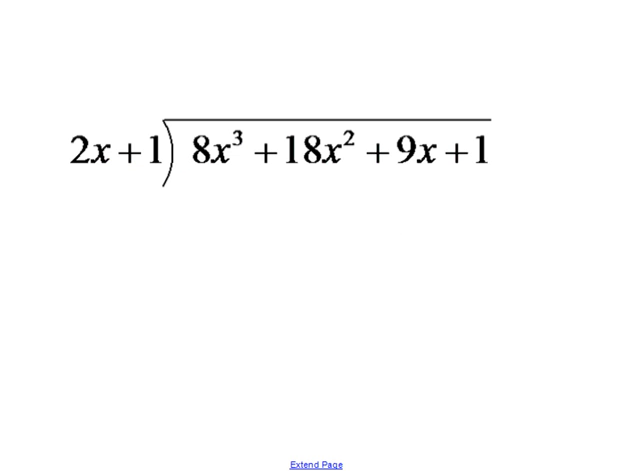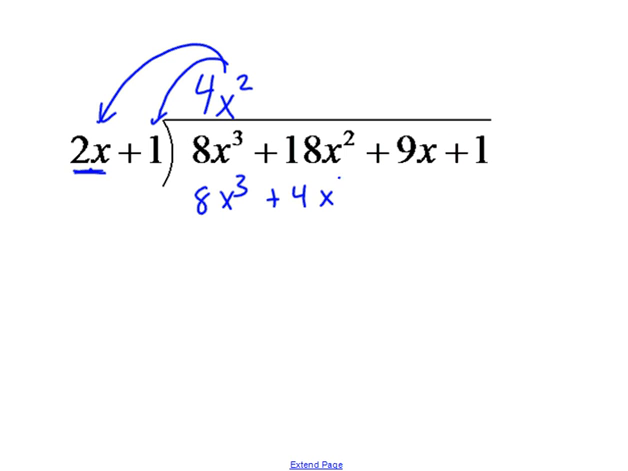All right, let's do another one. This time I'm going to put a coefficient out in front of the x. So I asked myself, what times 2x gives me 8x cubed? Well, 2 times 4 gives me 8, and x times x squared gives me x cubed. Multiply it again through. So I have 8x cubed plus 4x squared. Subtract, so those go away, and I end up with 14x squared.